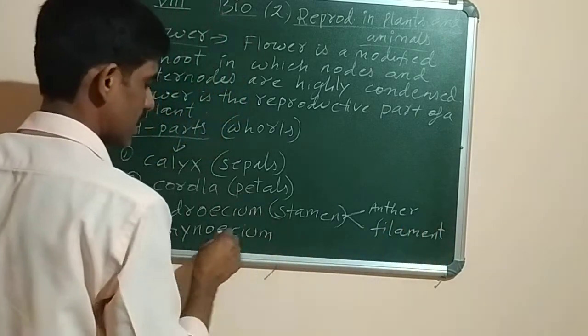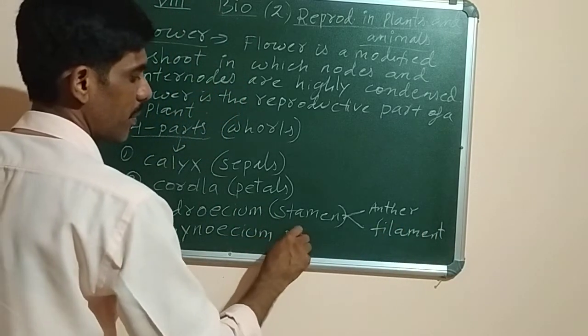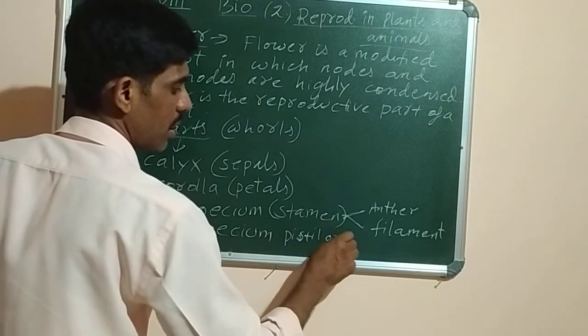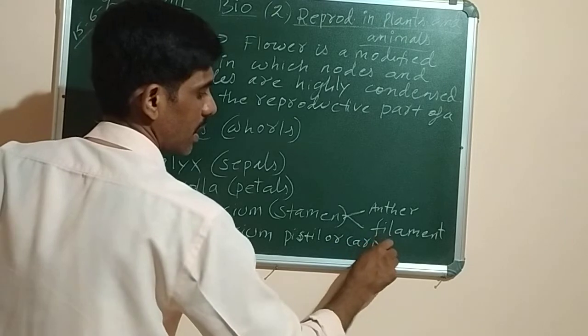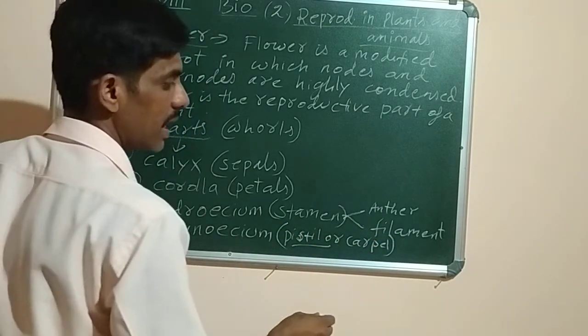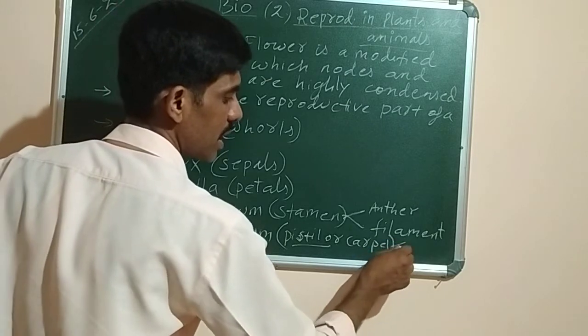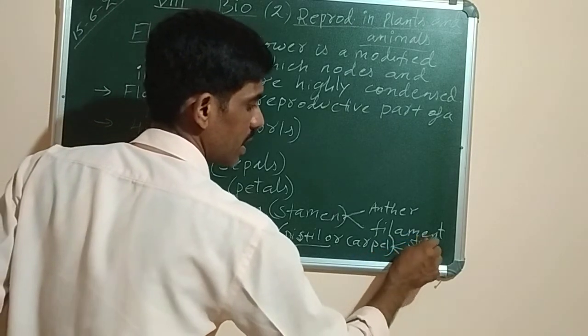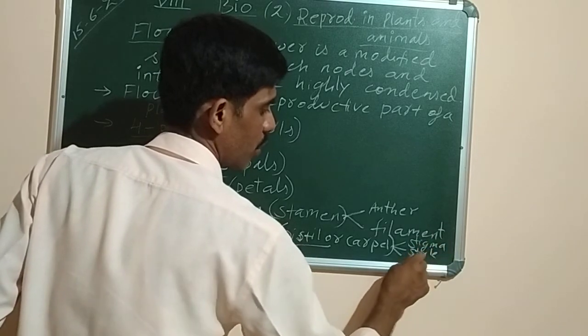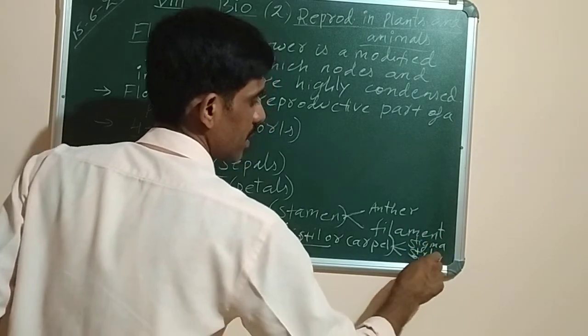Then the next one is gynoecium, or the female part. It is made up of the smallest unit called pistil or carpel. And it is further divided into 3 parts: stigma, style and ovary. You can write it there: stigma, style and ovary. I will show you in the diagram all these parts.